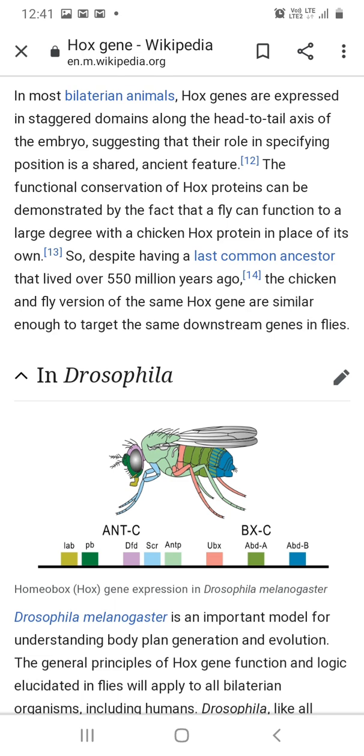The studies revealed that in most bilaterian animals, and I have already told you what bilaterian animals are, those animals which when cut vertically, we get the right side and the left side, and we get a mirror half of the animal. So in most bilateral animals, the Hox genes are expressed in staggered domains along the head to tail axis of the embryo.